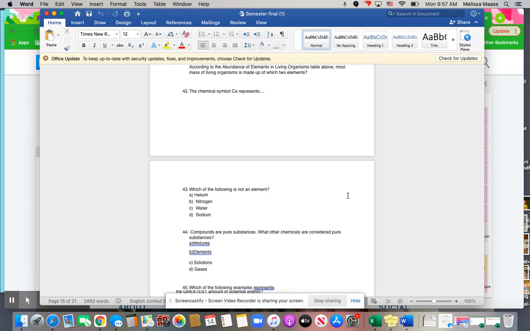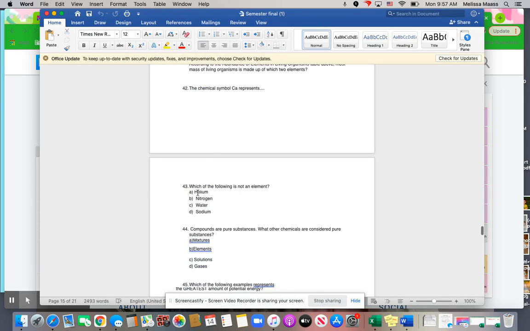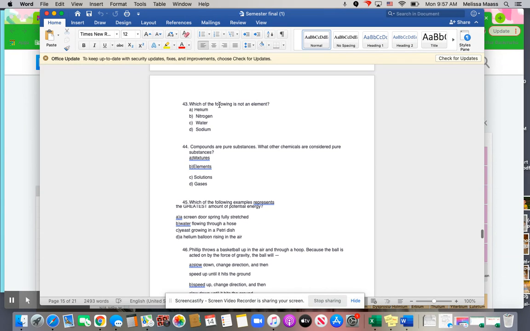Okay, I'm going to go ahead and go back here, and which of the following is not an element? If you know it, great. If you don't know it, then you could go to that website and find all these on the periodic table, and the one you don't find will be the correct choice. You will see helium is on the periodic table. You'll see nitrogen is there. You'll see sodium is there. However, water is not there because it is made up of hydrogen and oxygen, so therefore water is a compound. So letter C.